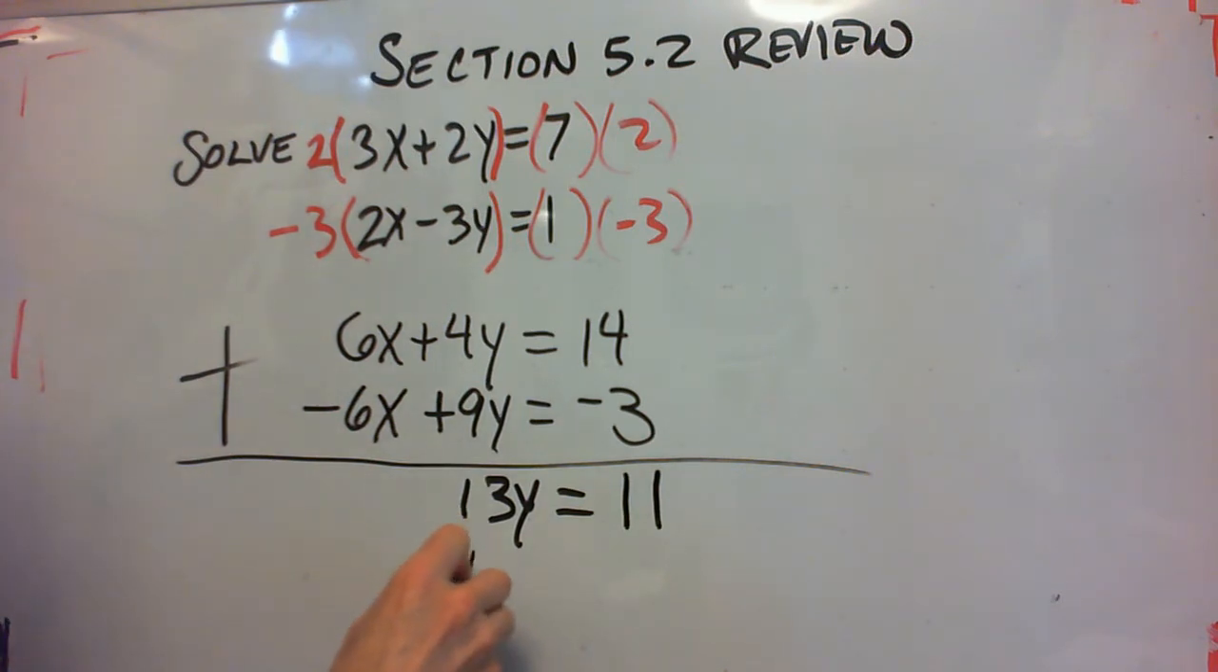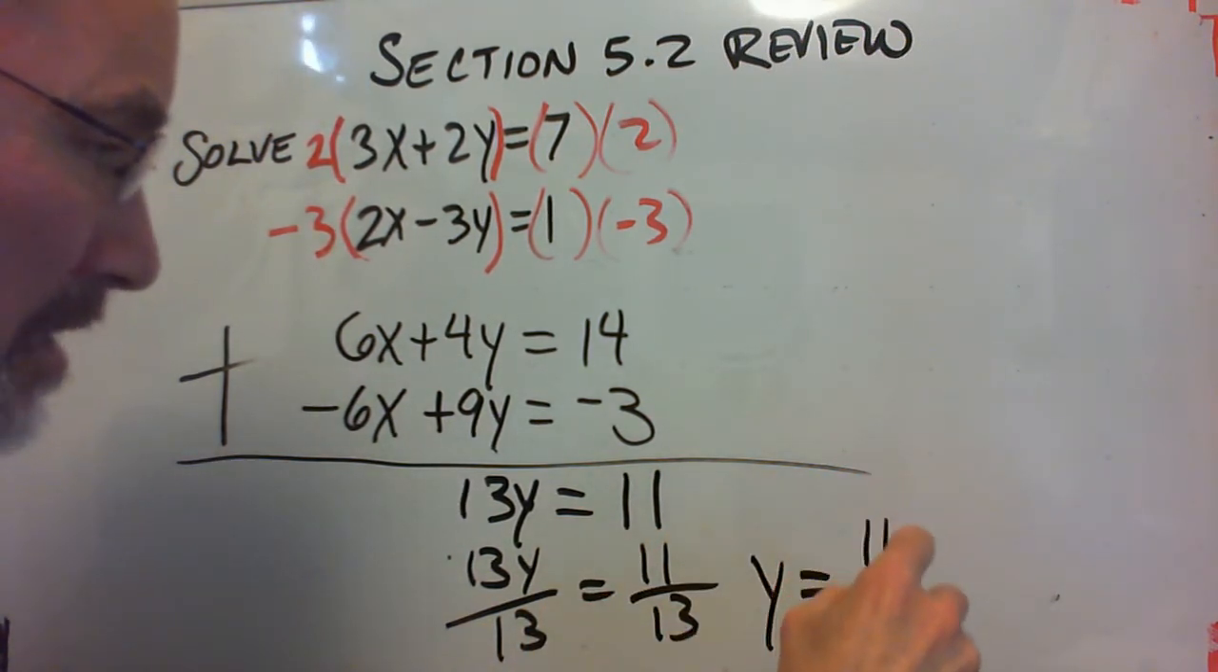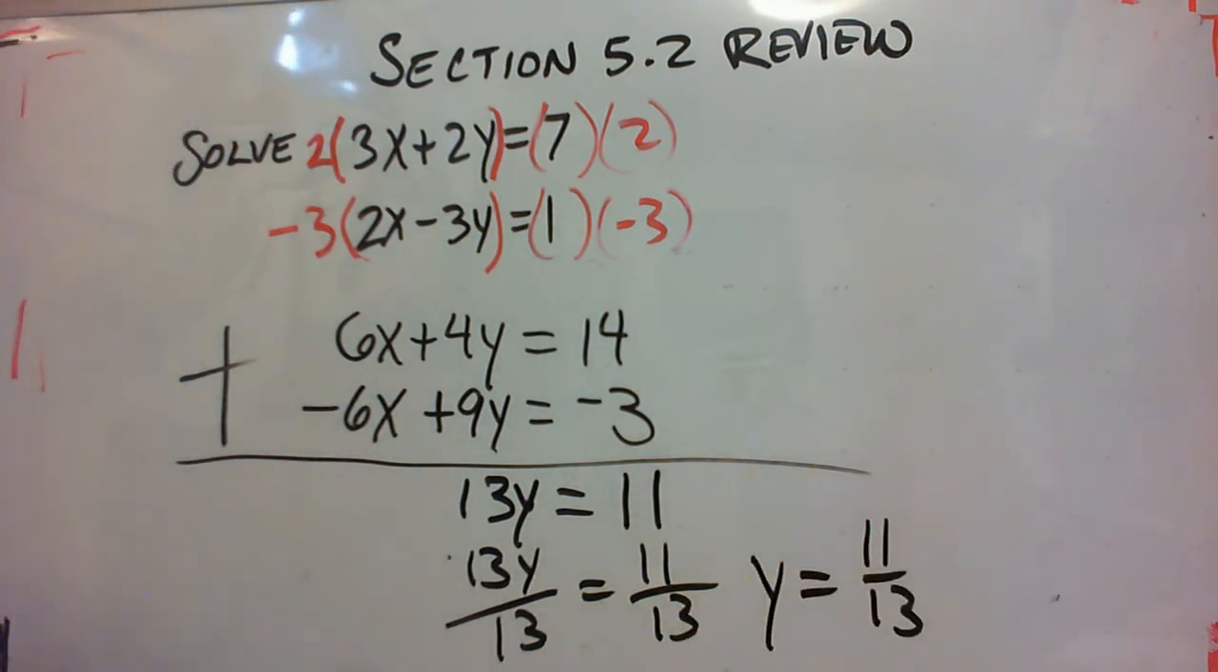Okay, so now we just divide both sides by 13, and we get y equal 11/13. I guess that's unfortunate, it's a fraction, but we have to deal with fractions. So now what you need to do is plug the 11/13 into either equation and solve for x.